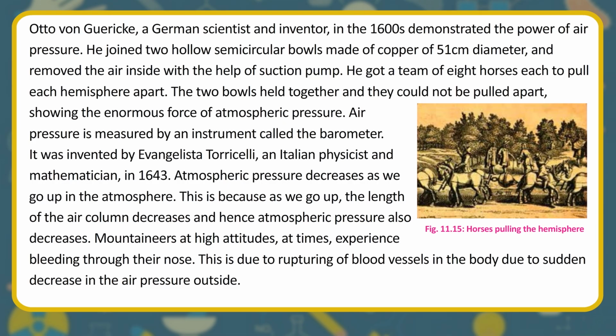Air pressure is measured by an instrument called the barometer. It was invented by Evangelista Torricelli, an Italian physicist and mathematician, in 1643. Atmospheric pressure decreases as we go up in the atmosphere. This is because as we go up, the length of the air column decreases and hence atmospheric pressure also decreases. Mountaineers at high altitudes, at times, experience bleeding through their nose. This is due to rupturing of blood vessels in the body due to sudden decrease in the air pressure outside.